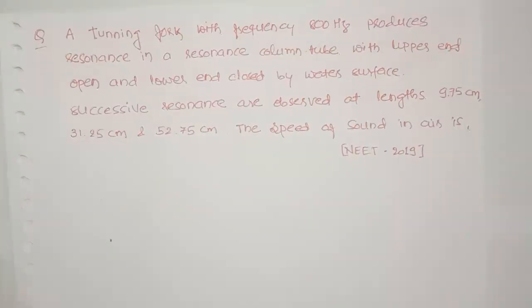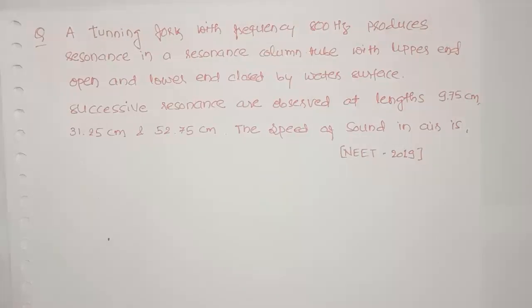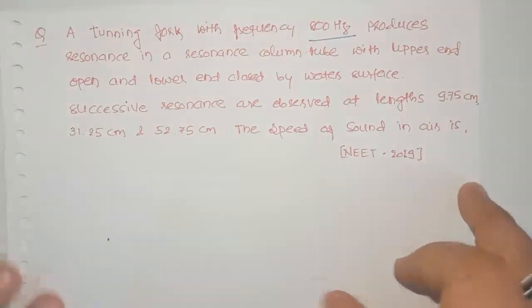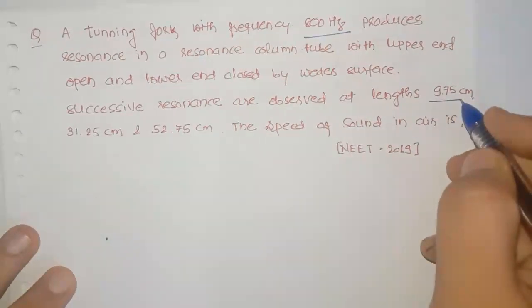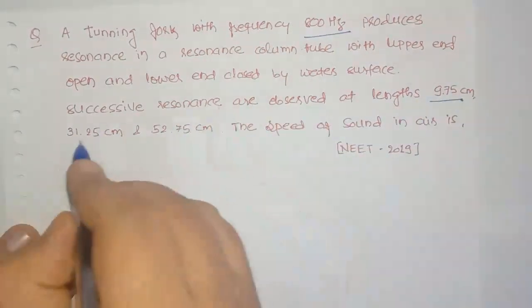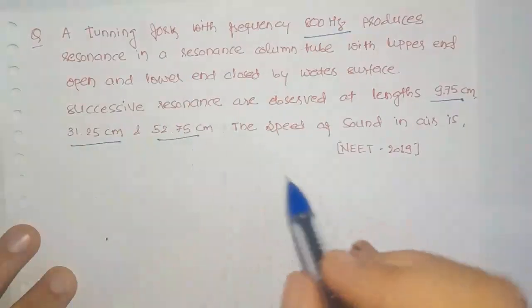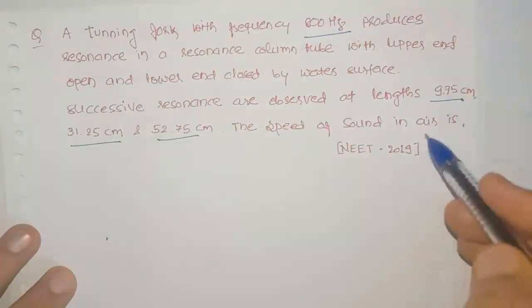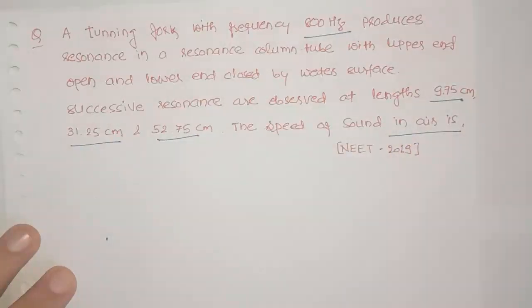Now let us see some previous year questions from this chapter. A tuning fork with frequency 800 Hz produces resonance in a resonance column tube with upper end open and lower end closed by the water surface. The successive resonance are observed at lengths 9.75 cm, 31.25 cm and 52.75 cm. What is the speed of sound in air?